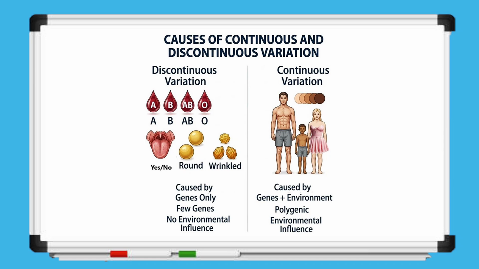To summarize the differences, discontinuous variation is caused by genes only, has a monogenic or few gene basis, is not affected by the environment, and shows distinct categories such as blood groups and tongue rolling. Continuous variation is caused by both genes and environment, has a polygenic basis, is strongly influenced by environmental factors, shows a continuous range or spectrum, and includes traits such as height, mass, and skin color.